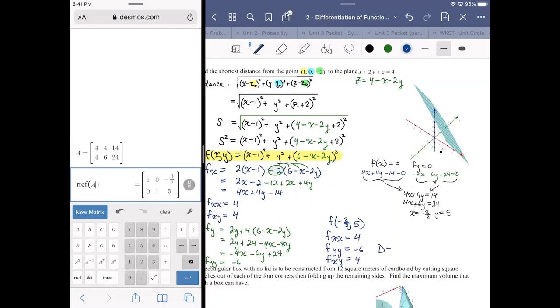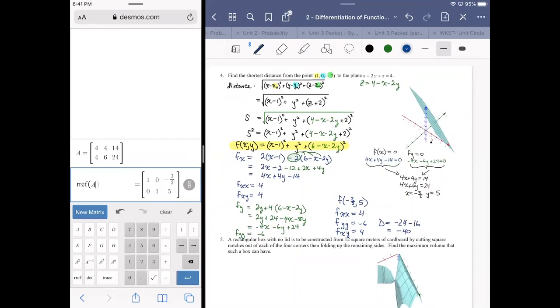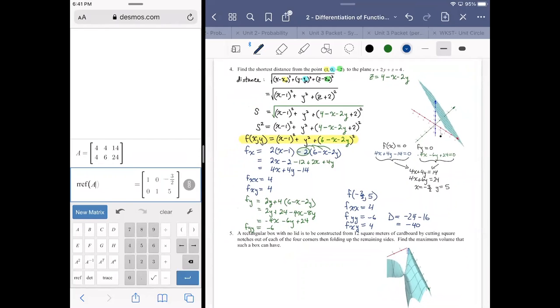So D is going to be equal to negative 24 minus 16, which is negative 40. Well, that's a negative number, which would make it a saddle point, which means I screwed something up. Looking.